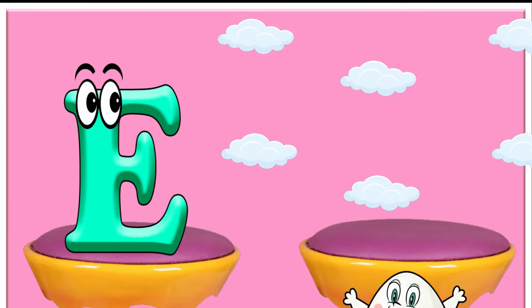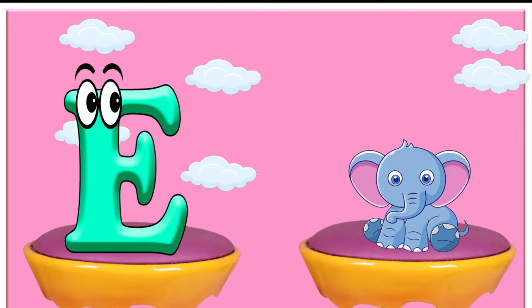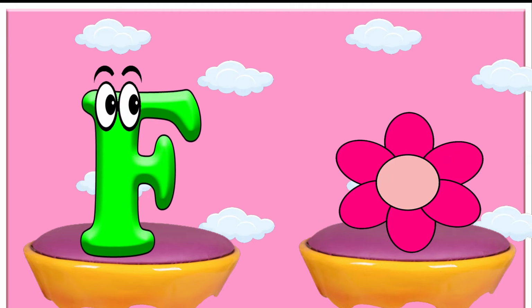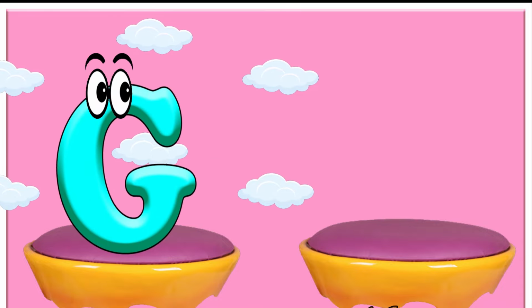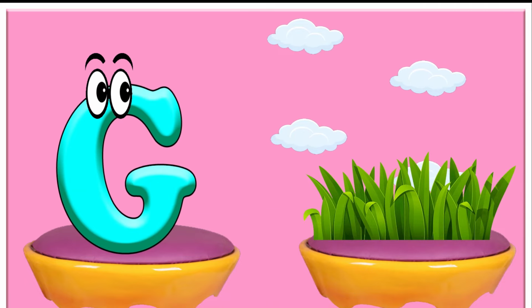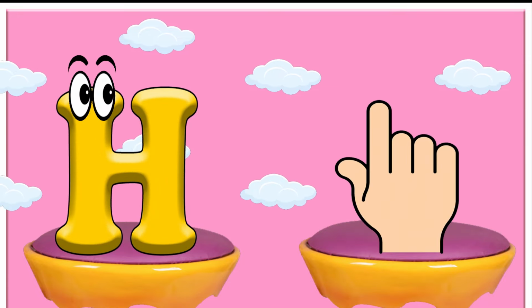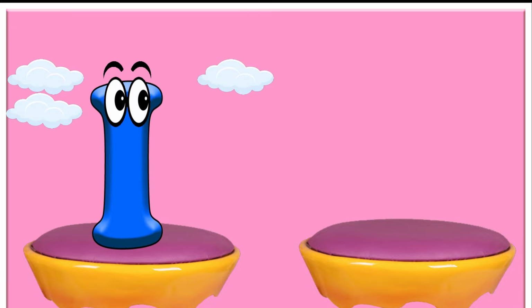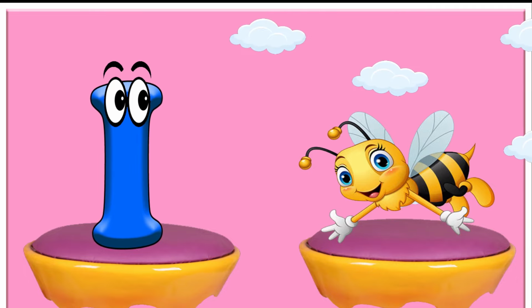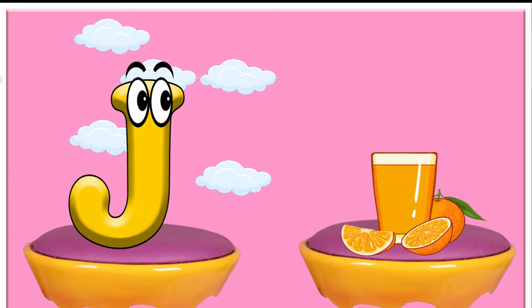E is for egg. E is for elephant. F is for frog. F is for flower. J is for juice, j-j-juice.